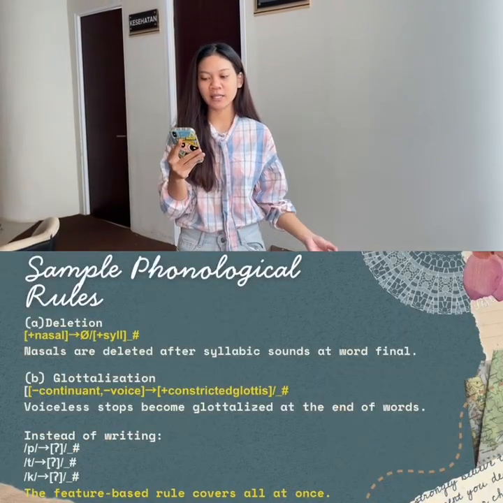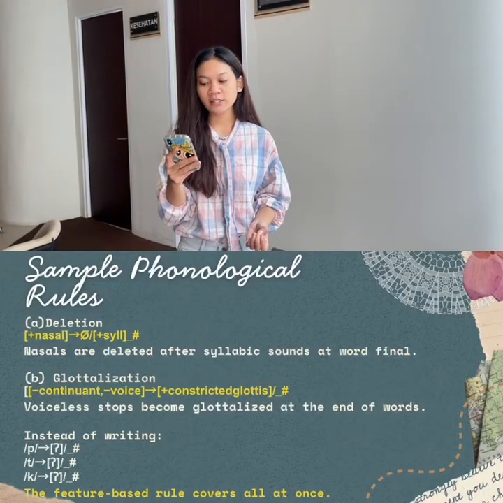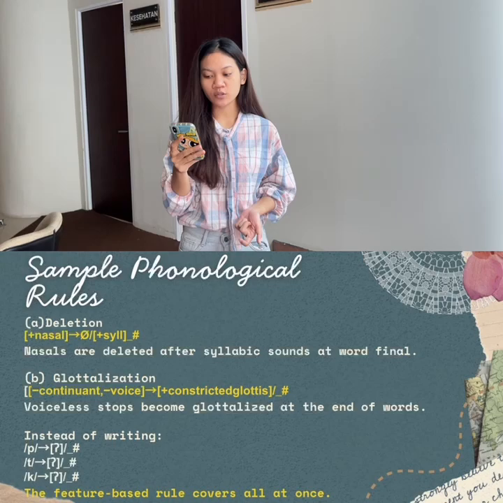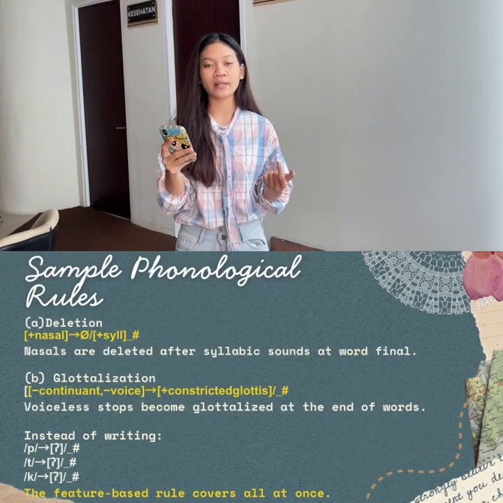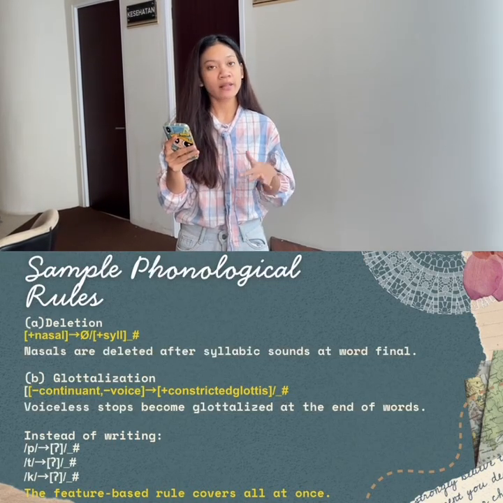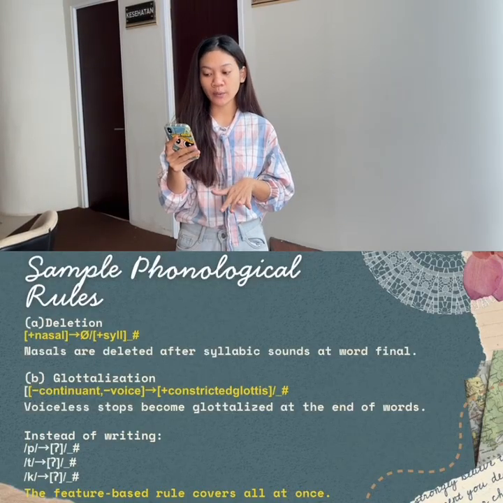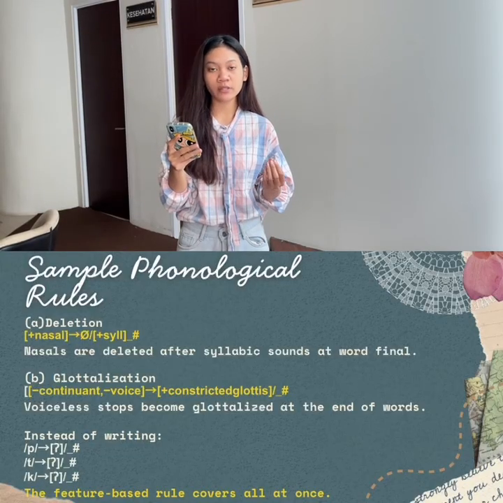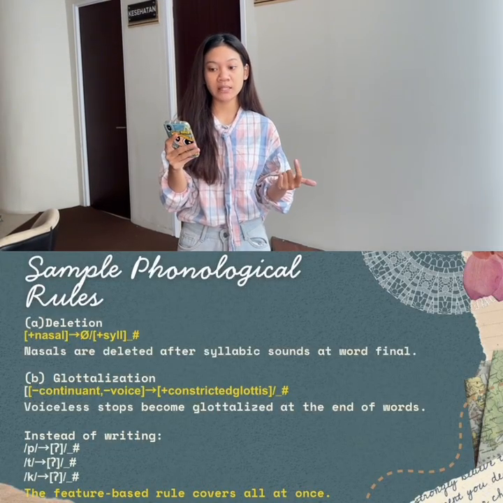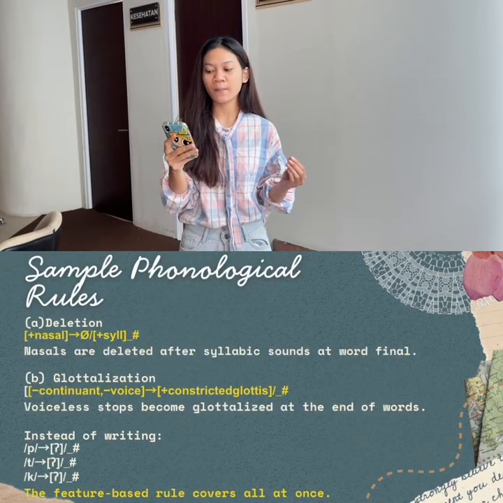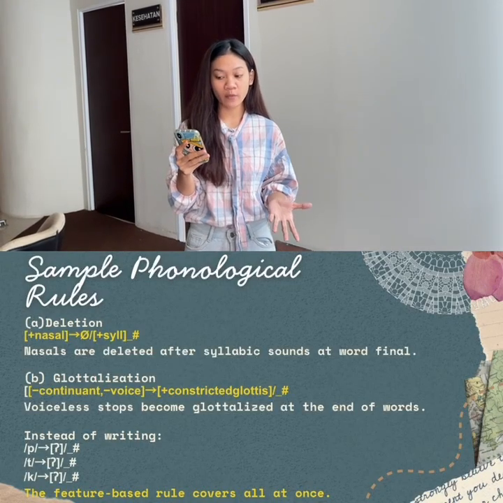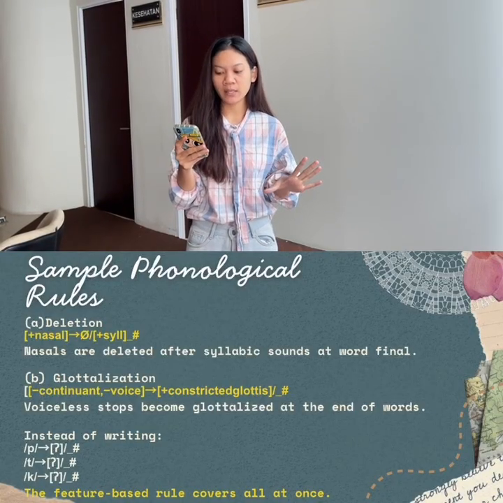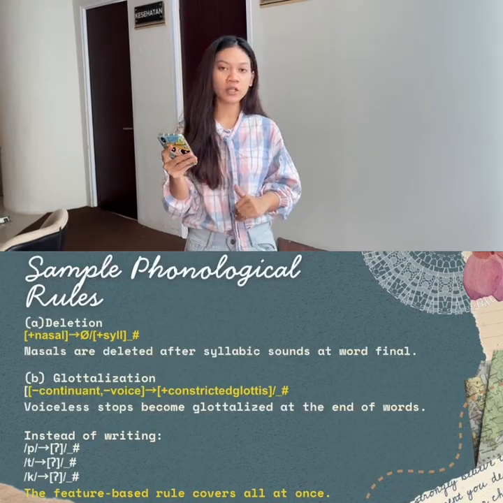And the next one, I'm going to talk about deletions and glottalizations. So the first rule is deletion. It states that nasal sounds are deleted after a syllabic sound when they occur at the end of a word. In other words, the nasal consonant is no longer pronounced in that environment. And the second one is glottalization. In this case, voiceless stop consonants such as P, T, K become glottalized when they occur at the end of a word. We can use one feature-based rule that applies to all of them because they share the same phonological features.